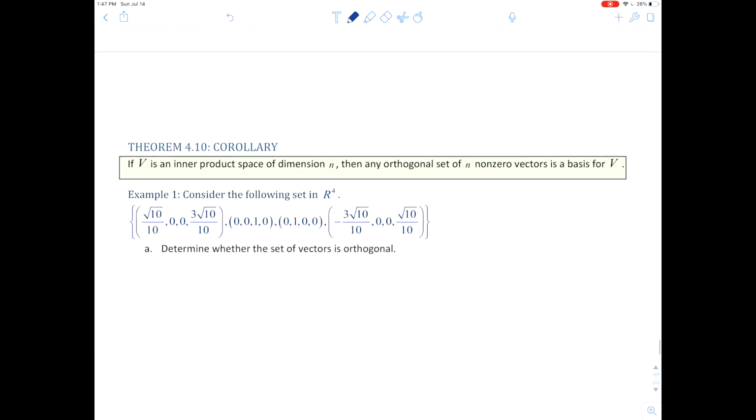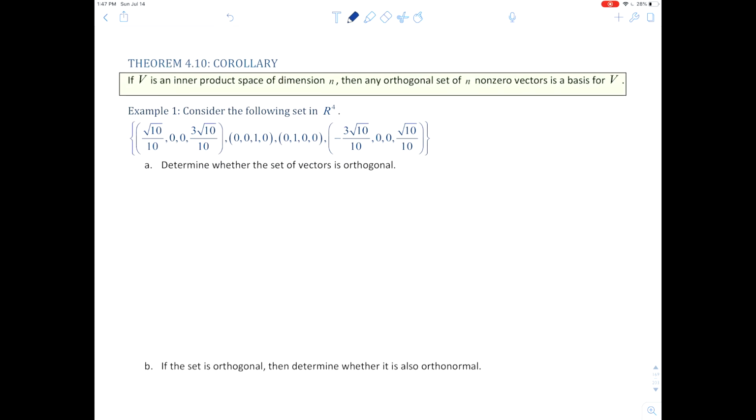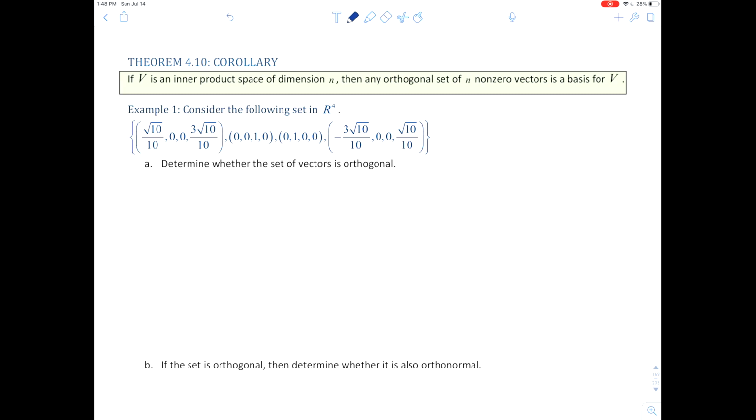All right, so moving on, let's look at the corollary. This theorem has a corollary. If V is an inner product space of dimension n, then any orthogonal set of n non-zero vectors is a basis for V. Consider the following set in R4. Determine whether the set of vectors is orthogonal. So what do we need to do for that? Beautiful. We need to find the inner product of each pair of vectors in the set. And in this one, I should have said, use the Euclidean inner product, in other words, the dot product.